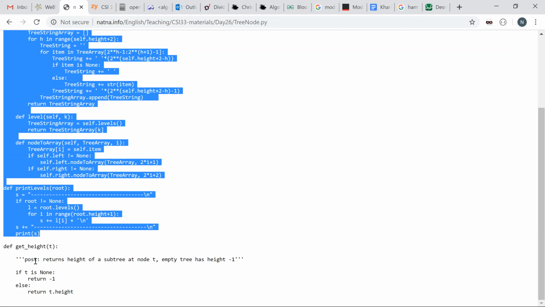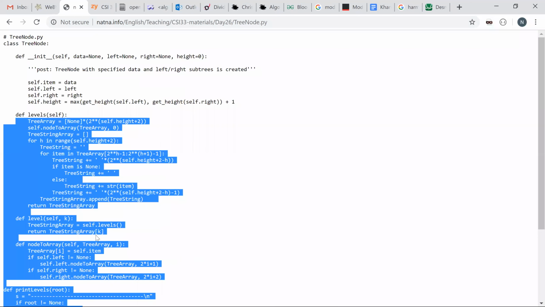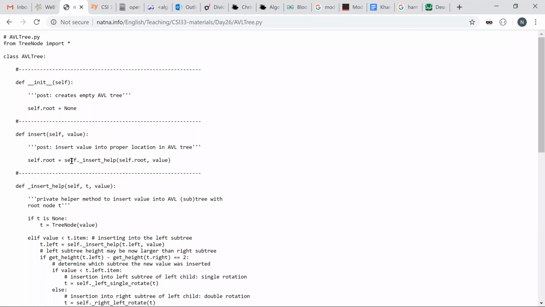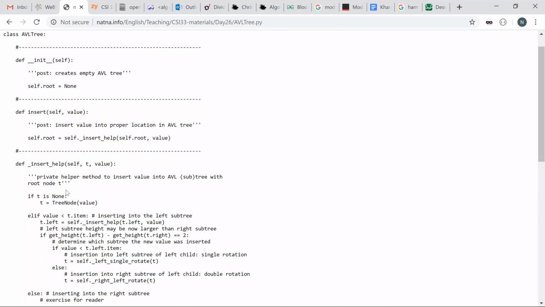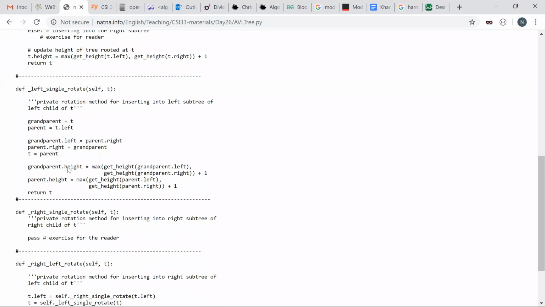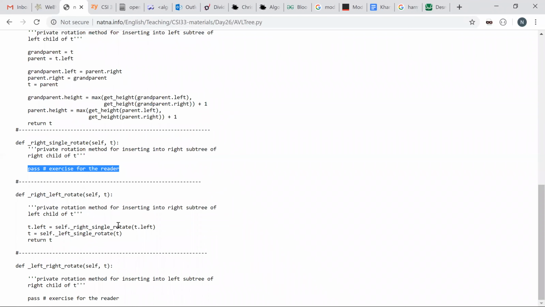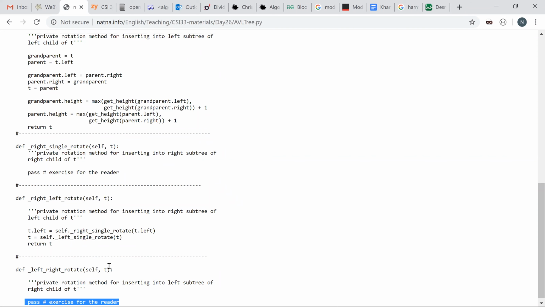Okay, but then the get height is the function that we saw, and this one, you could just scratch it, right? Like erase it. Okay, and then what we have over here is the AVL tree, right? So it's all those operations, insertion help that we saw, and then only some of them. You see this exercise for the reader? So that's what we are told to do. But one of these functions you'll actually find in the lecture slides. The code is given there, okay?